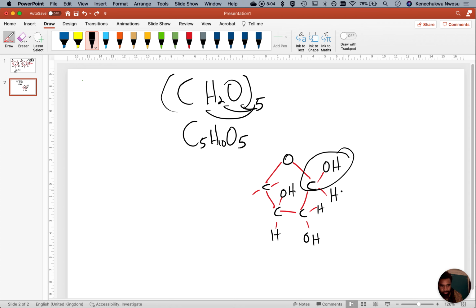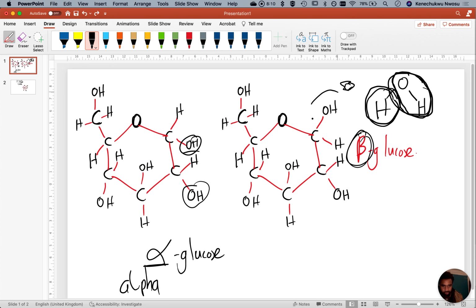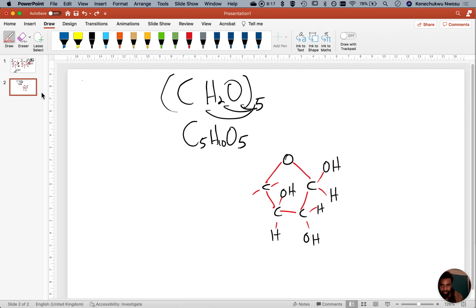Okay, but what I mean by we don't care about the order is there isn't, like in the glucose case, when the OH was on top, we call that beta glucose. When the OH was bottom, we call that alpha glucose, this first OH. But for the ribose, we don't really care about that.